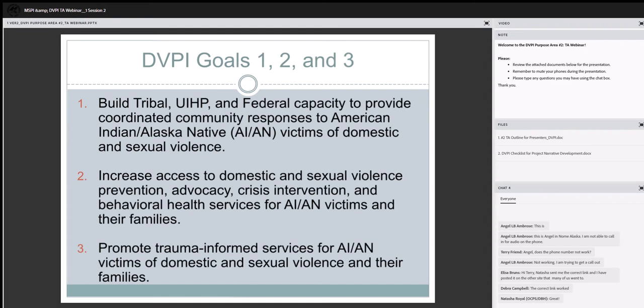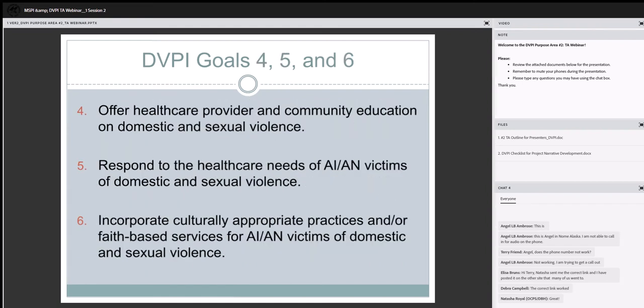You will increase access to domestic and sexual violence prevention, advocacy, crisis intervention, and behavioral health services for Native victims and their families, promote trauma-informed services for Native victims of domestic and sexual violence and their families, offer health care provider and community education on domestic and sexual violence, respond to the health care needs of Native victims of domestic and sexual violence, and incorporate culturally appropriate practices and/or faith-based services for American Indian and Alaska Native victims of sexual and domestic violence. So those are the goals. They were in the funding announcement. We went over them in Denver, and nothing there has changed.